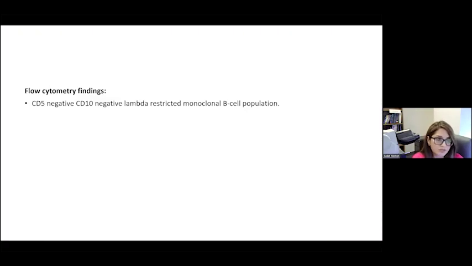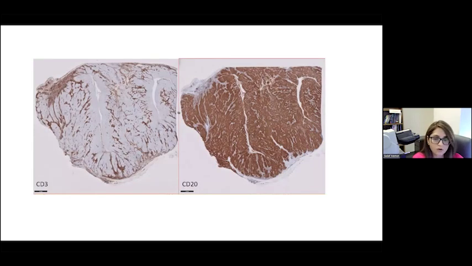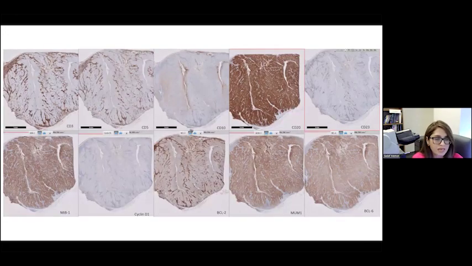So flow cytometry studies were performed, and they revealed that this was a CD5 negative, CD10 negative, lambda restricted monoclonal B cell population. So in the flow panel, this is CD3 on the left and CD20 on the right. So we are dealing with a B cell lymphoma based on this. And this is the complete panel. I'm not sure if it's projecting well. So you can see that CD3 and CD5 have a similar kind of co-expression, just highlighting the reactive T cells.